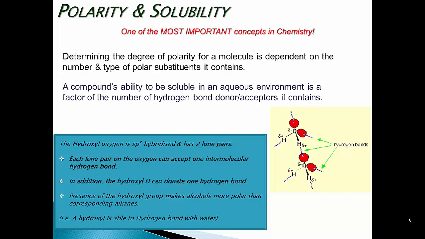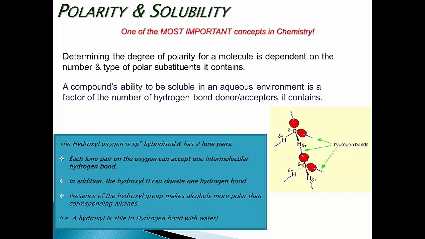So in chemistry, one of the most important things is polarity and solubility. A lot of chemistry is based on these fundamental principles. Determining the degree of polarity of a molecule is dependent on the number of polar substituents that are contained within that molecule. So remember, polar substituents are groups that have a large electronegative difference between carbon and hydrogen and the group that you're looking at, so that we get a dipole across that bond.